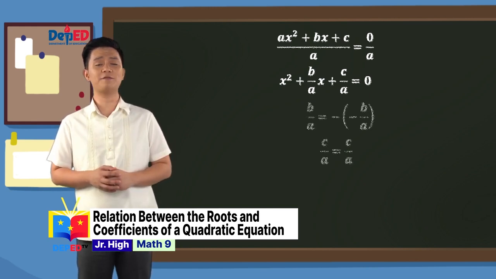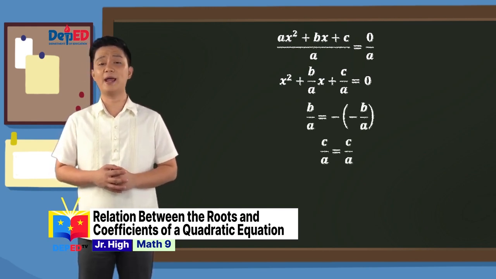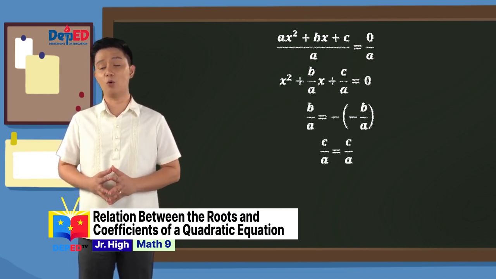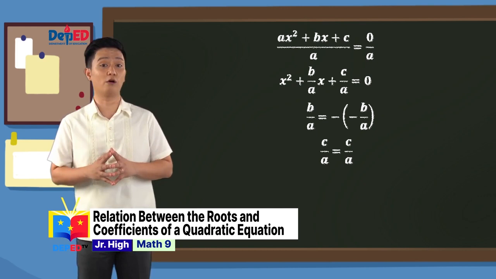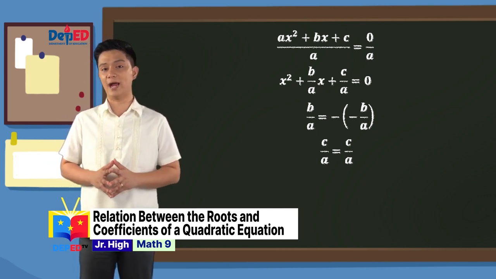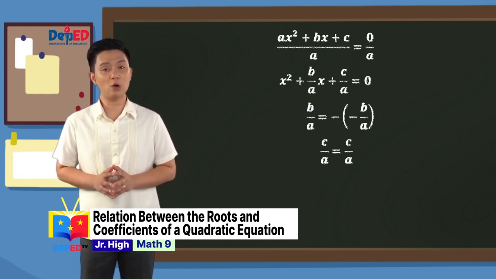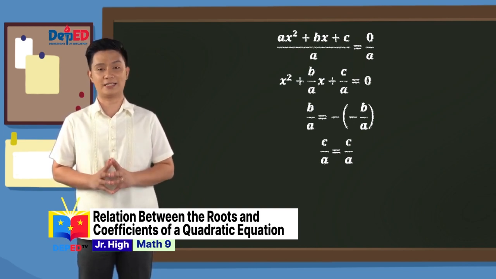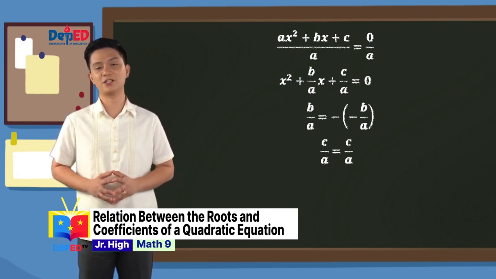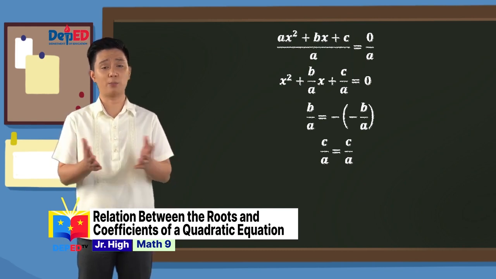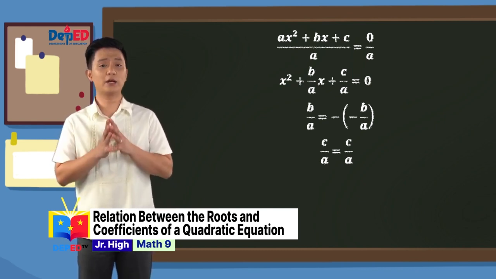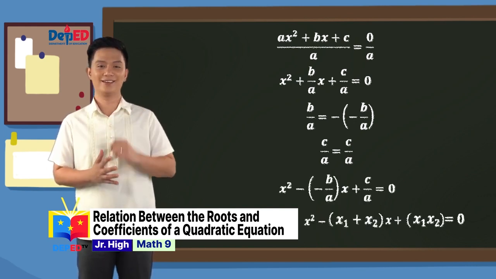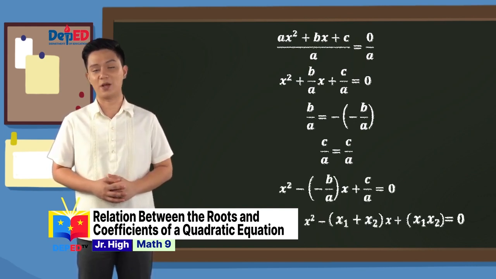Notice the coefficient of x, which is b over a, is just the negative of the negative of b over a, the sum of the roots. On the other hand, the constant term c over a is equal to the product of the roots, which is also represented by the same expression. What am I trying to point out? Well, say we're given the sum and the product of the roots, we can write the corresponding quadratic equation.